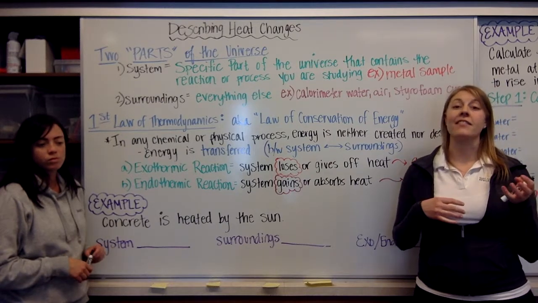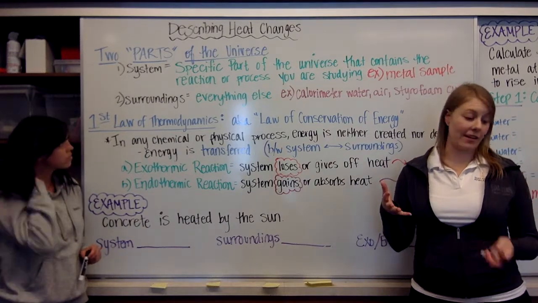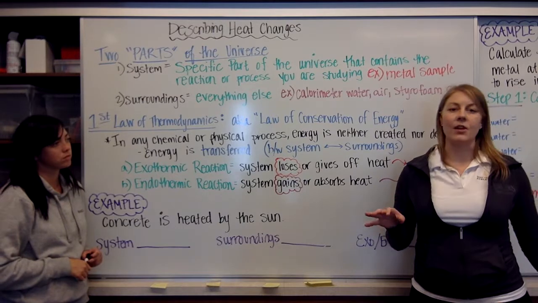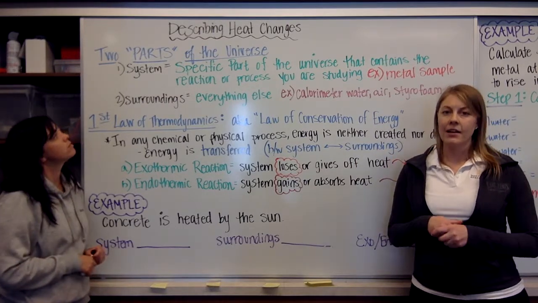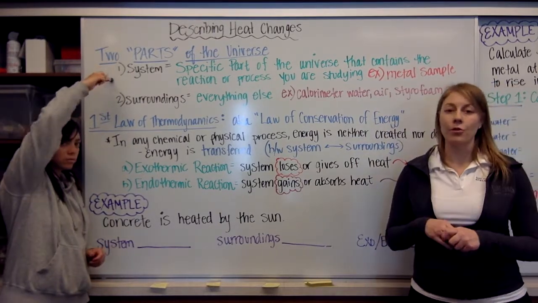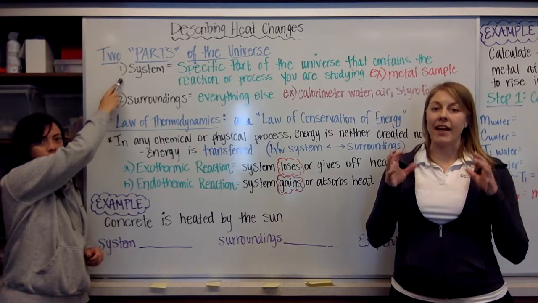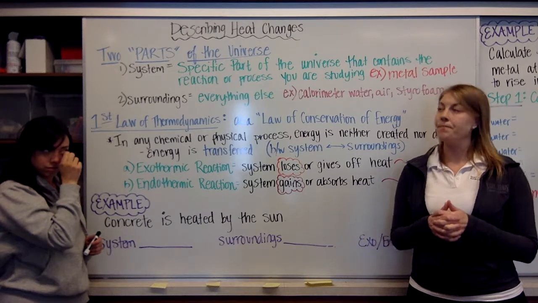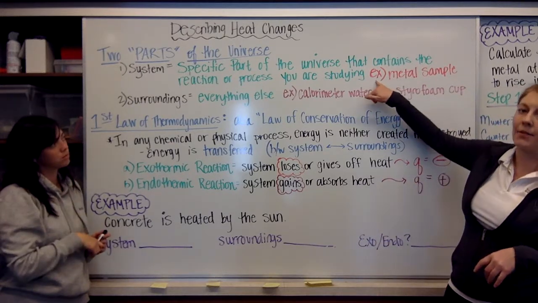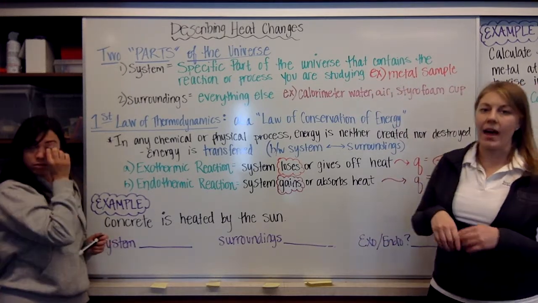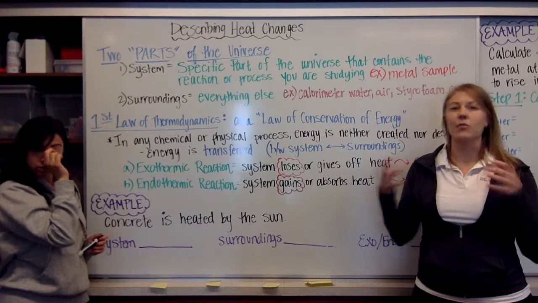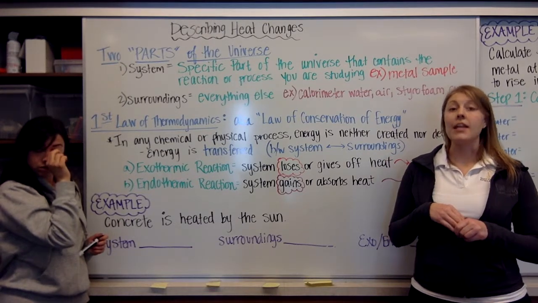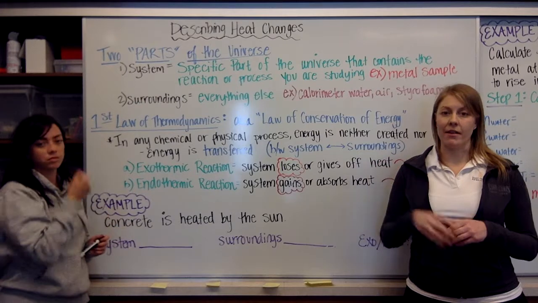One of the parts is the system and the other is the surroundings. Okay, so the system is basically whatever we are studying. Okay, so specific part of the universe that contains that reaction or process that we're studying. So whatever we're studying is going to be the system. The example in our calorimetry lab that we did is the metal sample that we had. Okay, so that was the thing that we are studying. We're seeing how heat is changing, especially with that metal sample.